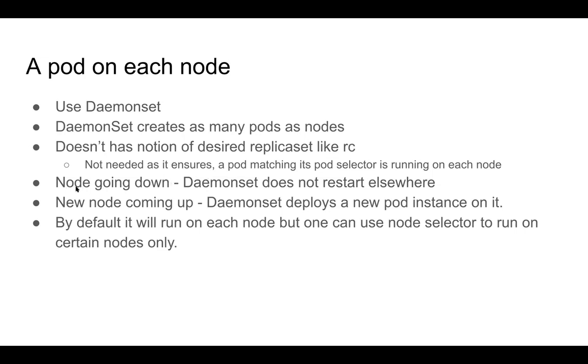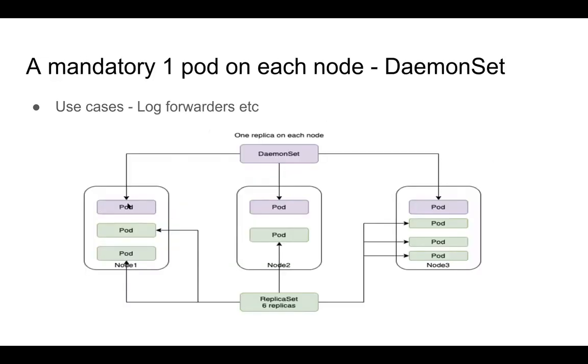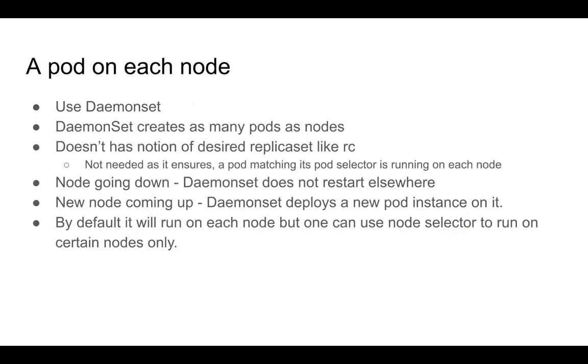If a node is going down, then DaemonSet does not start elsewhere. In this example, if this DaemonSet pod goes down, it will start again. But if this complete node itself has gone down, then DaemonSet will not worry that it had a pod running and now one pod it has to restart. It does not worry about that because the node itself has gone down. If a new node gets started, of course, DaemonSet will spin up a pod there also. New node coming up, DaemonSet deploys a new pod instance on it. By default, it will run on each node, but one can use node selector to run on certain nodes only.